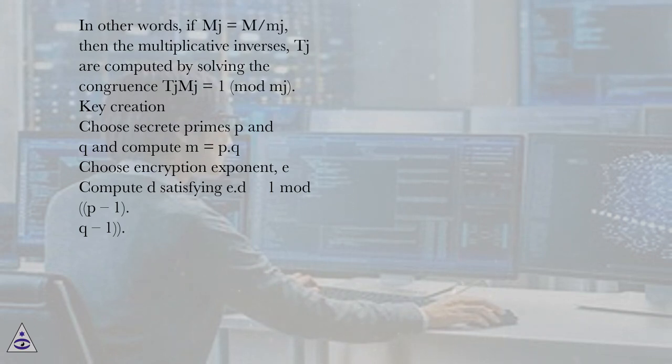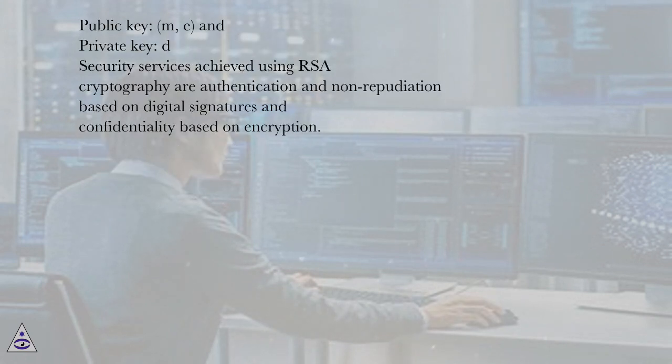Key creation. Choose secret primes P and Q and compute M equals PQ. Choose encryption exponent E. Compute D satisfying ED equals 1 mod (P minus 1)(Q minus 1). Public key is M, E, and private key is D. Security services achieved using RSA cryptography are authentication and non-repudiation based on digital signatures and confidentiality based on encryption.